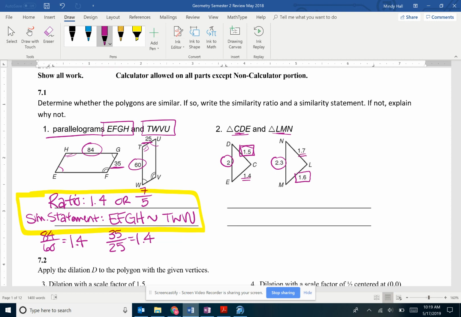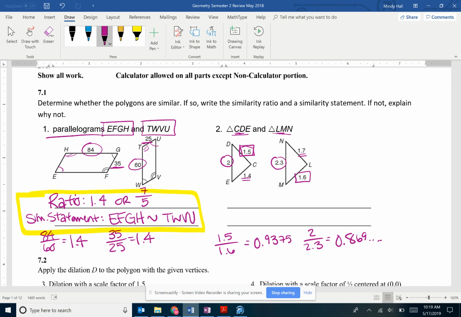When you're doing your similarity ratios to see if they're similar or not, it is important that you always start with the same shape and end with the other shape. So if I start with the shape on the left, I need to always start with the shape on the left. So we'll start with 1.5 divided by 1.6, which is 0.9375. And then we'll do 2 over 2.3. 2 divided by 2.3 in the calculator gives me 0.869 and so on.